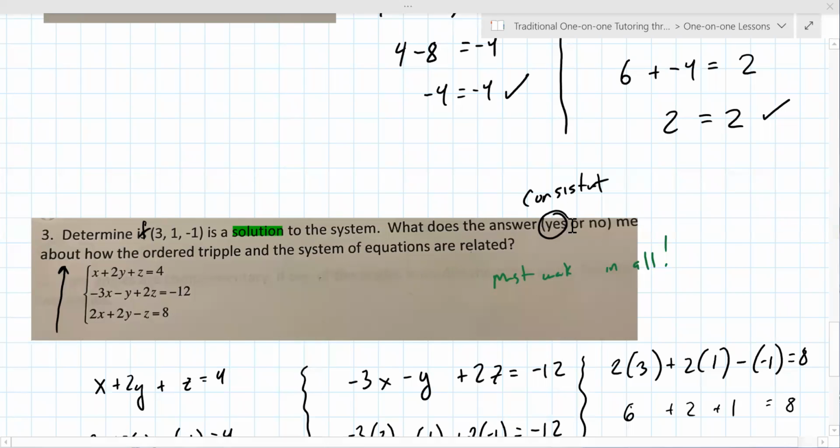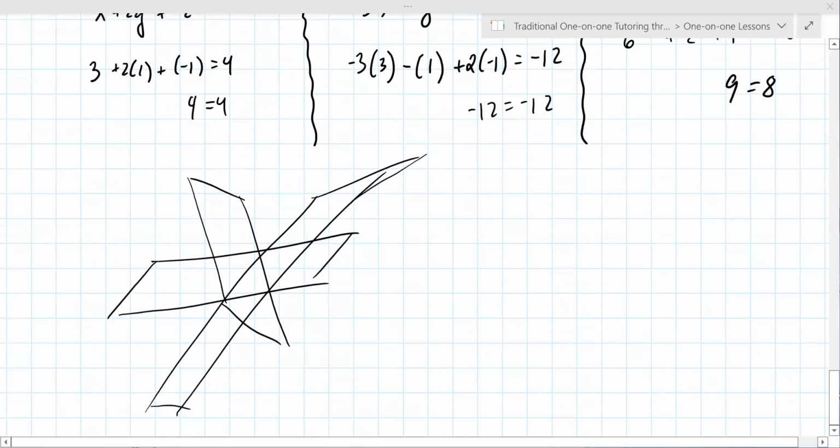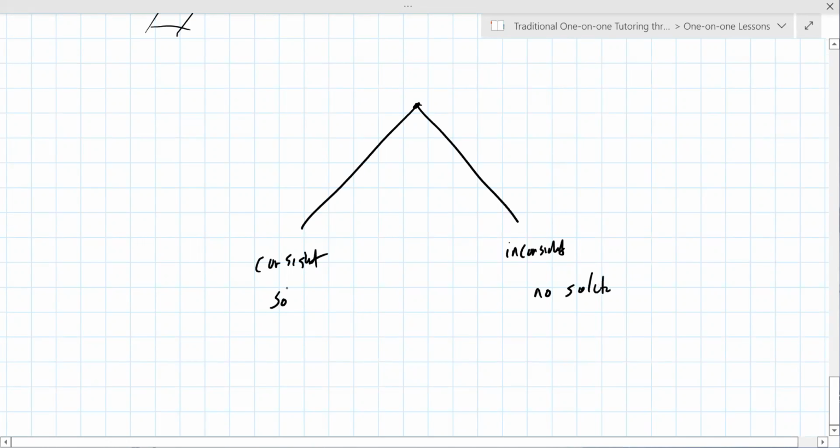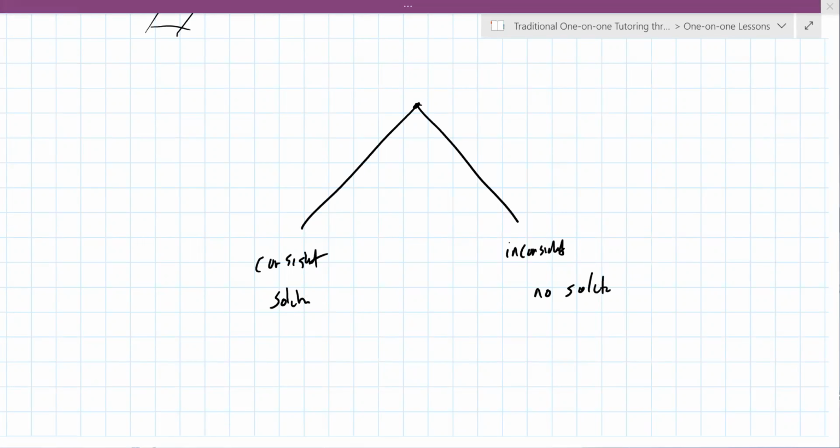Remember we made that flow chart about whether it was consistent or inconsistent. Yes. So consistent means that it has a solution. Inconsistent means it does not. So this is no solution. This is the solution. So it is inconsistent. Yes, exactly.